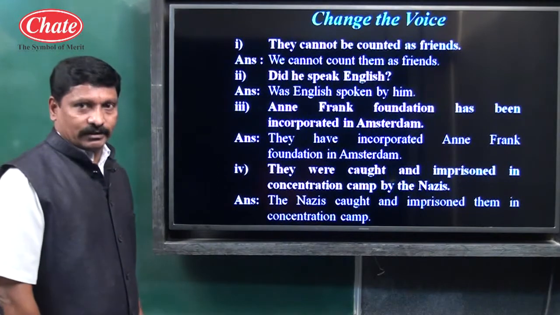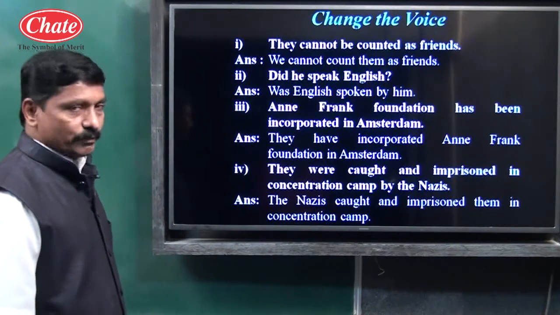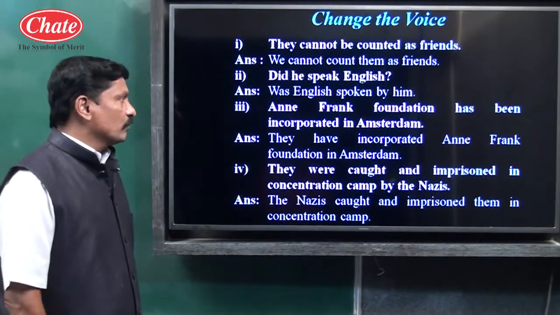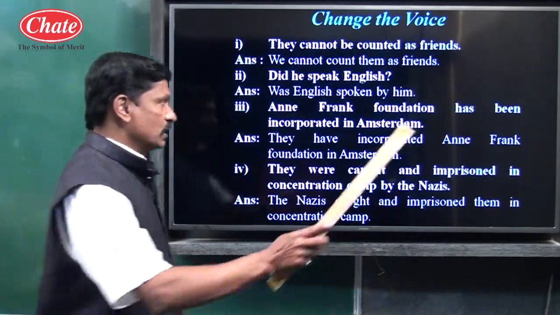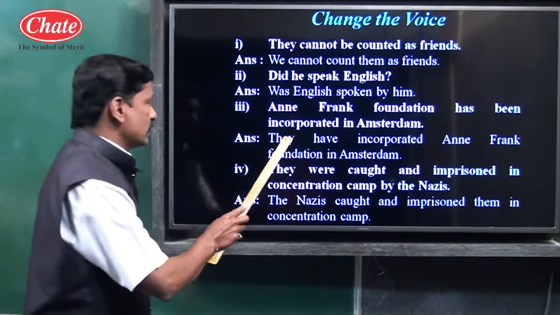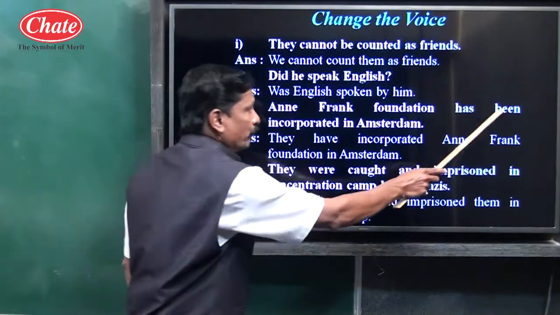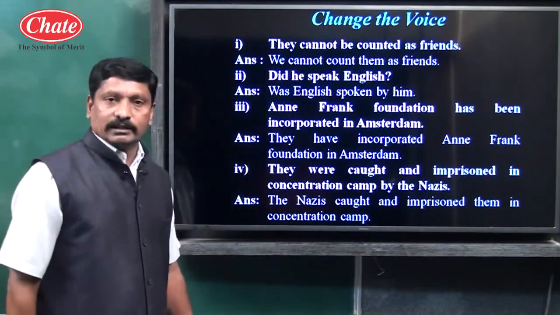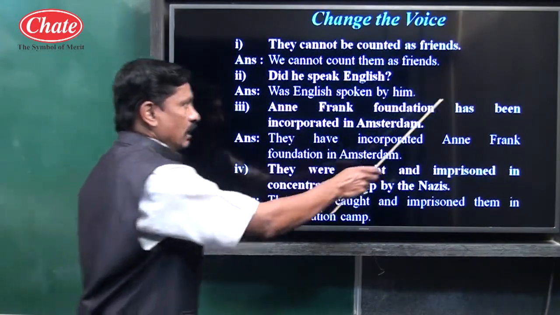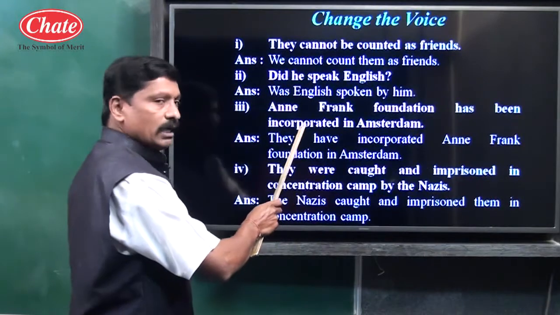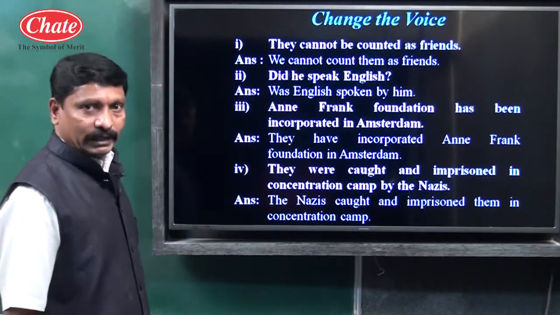Let us see the next example. Anne Frank Foundation has been incorporated in Amsterdam. See children, the word been plus incorporated, the third form of verb. Been plus incorporated, third form of verb. So once again, it is a passive structure. And been plus V3 is perfect tense. Has been plus V3 is present perfect tense.